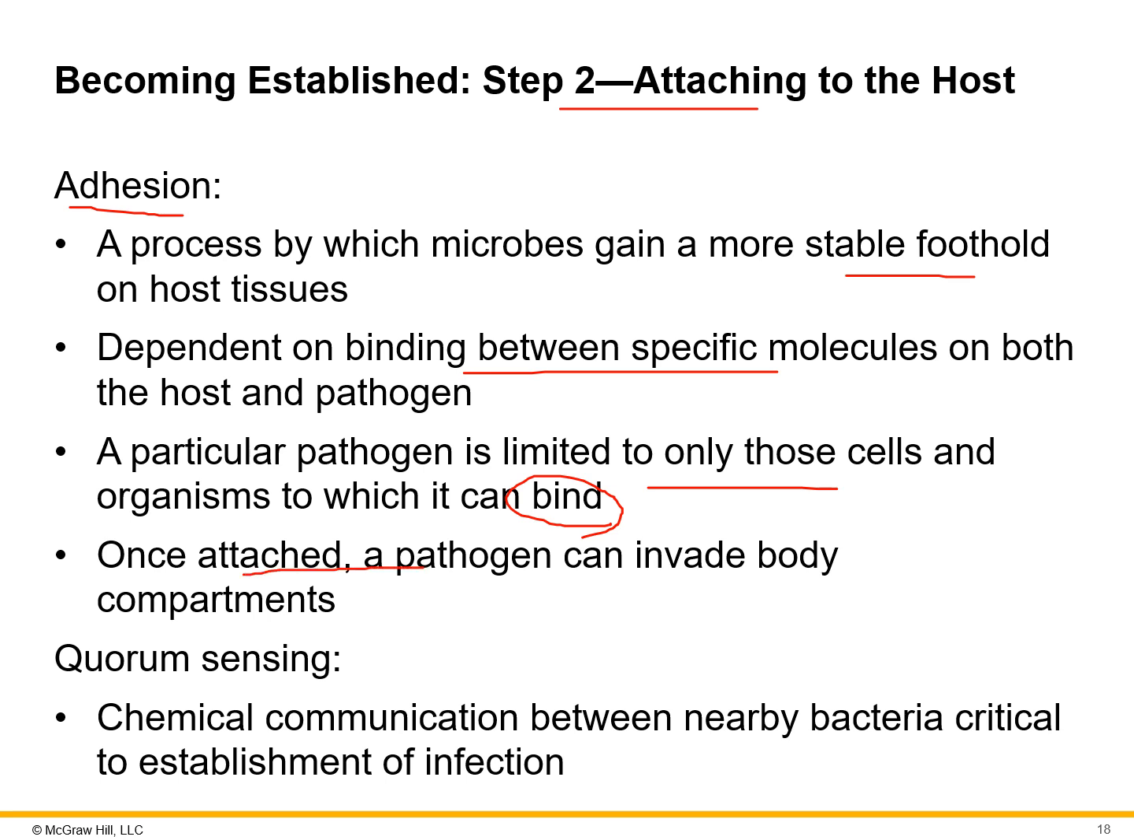Now, once they're attached, then they can invade the body compartments. And then another term that goes along here, quorum sensing. This is chemical communication between nearby bacteria that can help set up that infection. Essentially, like, hey, I found a way to get in, and they bring all their buddies to the party. Kind of like ants, and how they find a food source. It's the same thing with bacteria. They can release chemicals that invite other members to their infection party.